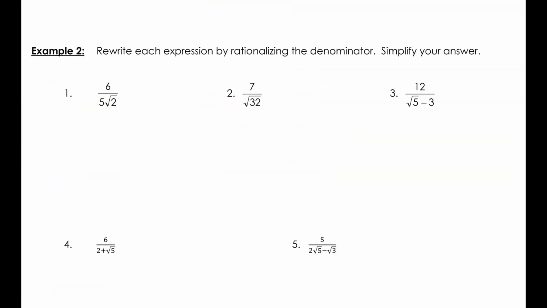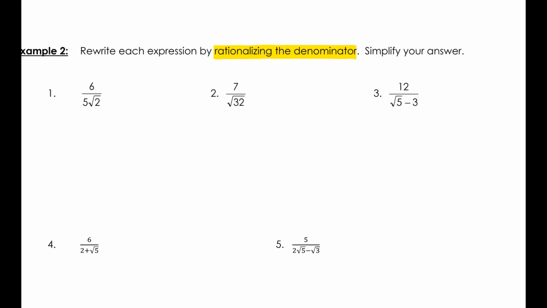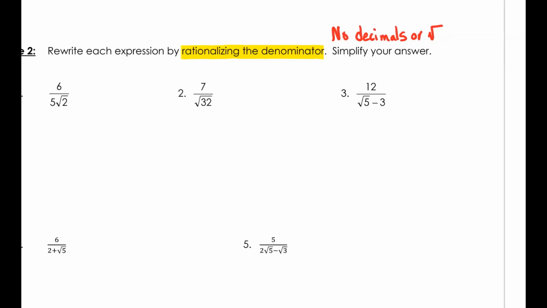The next skill we want to refresh ourselves on is how we rationalize. So we're going to rewrite each expression by rationalizing the denominator, and then we're going to simplify. When we simplify, we are not going to use decimals or square roots in the denominator when we're done.